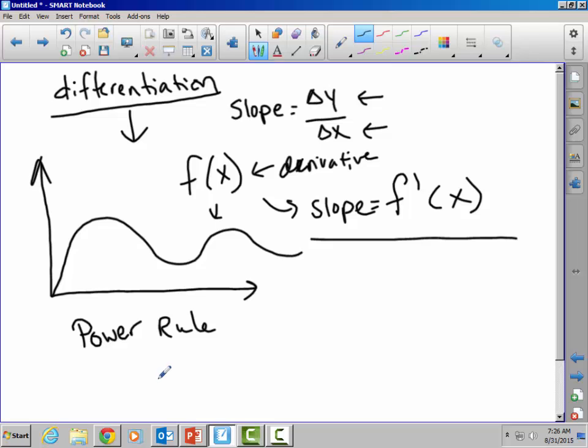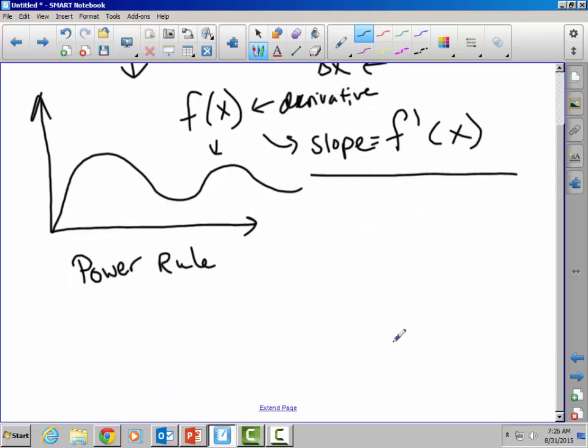Okay. So the first rule we're going to learn for derivatives and differentiation is called the power rule. This is the most common rule that you will encounter in my class. There are a few others that hopefully your calculus teacher will show you, but for right now, let's stick with the power rule.